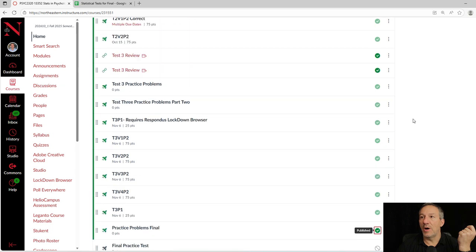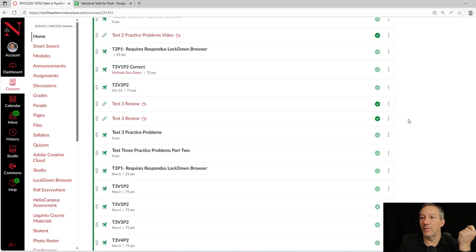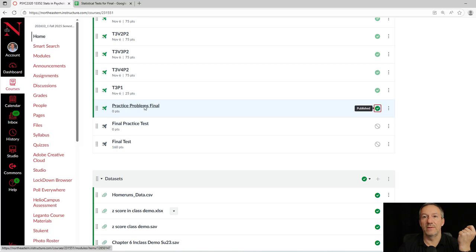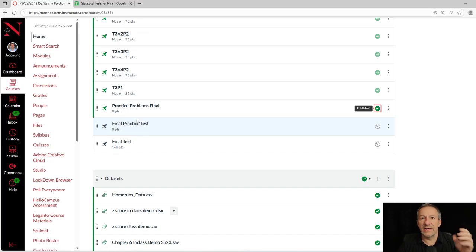When you go to the modules and you go to the tests, the practice problems for the final are posted right now. I'm going to go through them. I also decided I'm redesigning how the tests work so that I can make unique versions of the tests for everyone. There is a final practice test that you can look at.